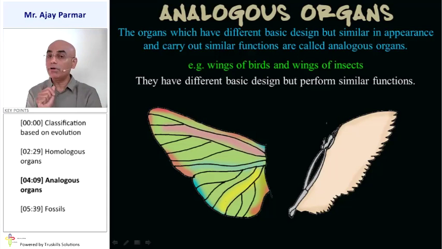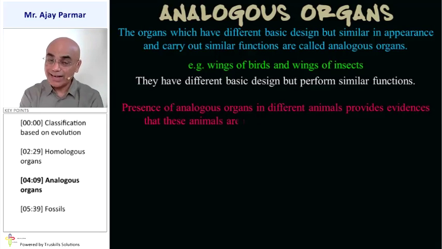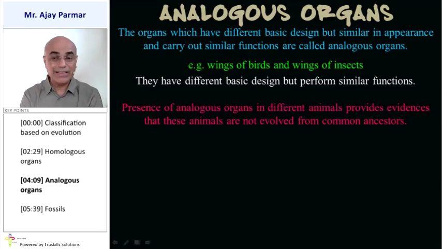In fact, the wings of the bird are modified forelimbs, but the wings of the insect, the wings of the butterfly, are ectodermal extensions of their skin-like structure, or what we call derivatives of their ectodermal structures. The presence of analogous organs represents that these animals might not have a common ancestor, but might have originated from different parents.